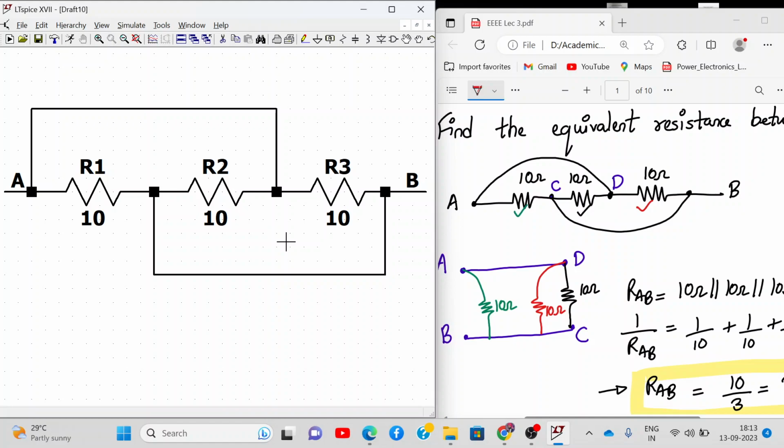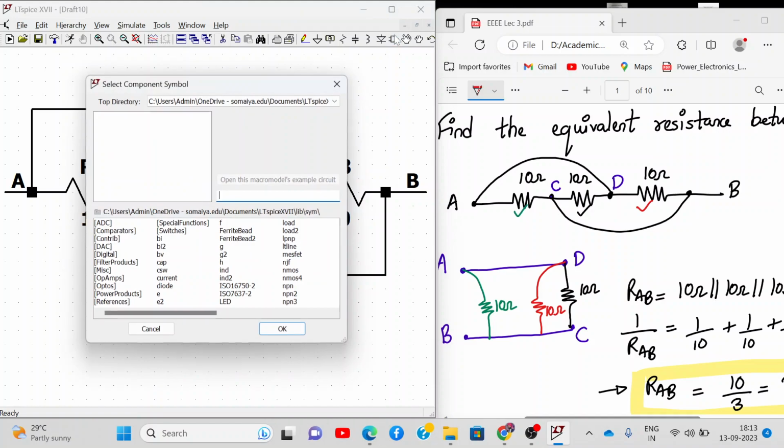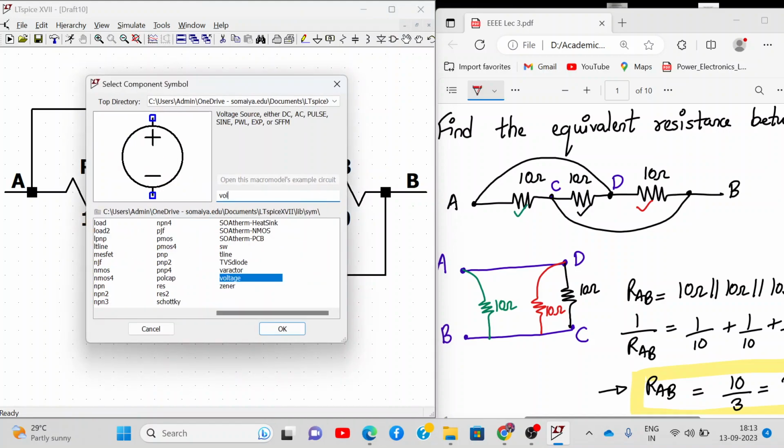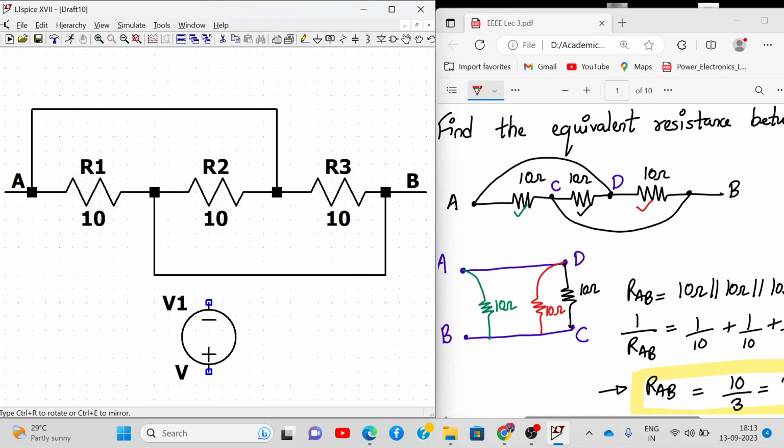Alright. Now, in order to find resistance in LTspice, we will find a resistance by adding a voltage source, and then whatever the value of the voltage source is, we'll divide by the current flowing through that voltage source. So let us connect a voltage source. Okay. So let's go to components and type there voltage. So here is my voltage source.